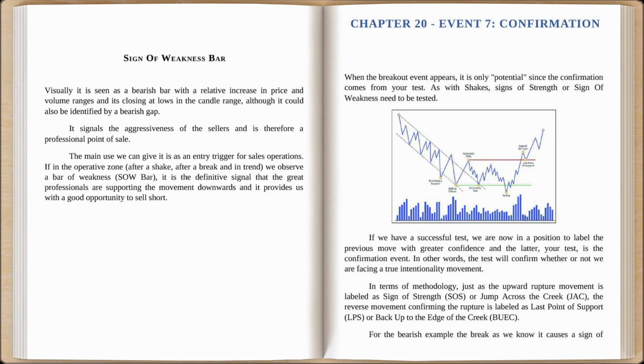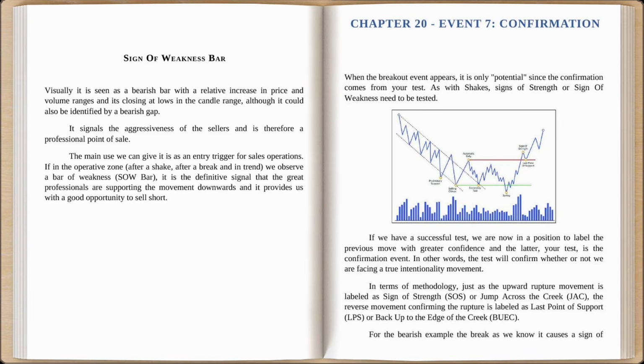Chapter 20. Event 7. Confirmation. When the breakout event appears, it is only potential since the confirmation comes from its test. As with shakeouts, sign of strength or sign of weakness need to be tested. If we have a successful test, we are now in a position to label the previous move with greater confidence, and the latter, its test, is the confirmation event.